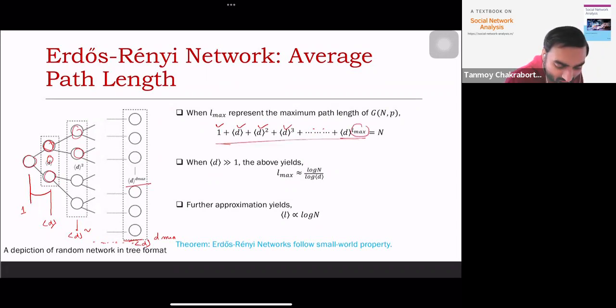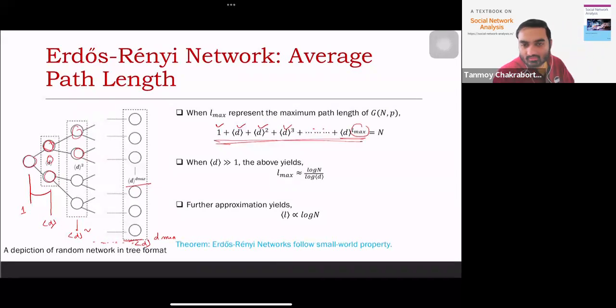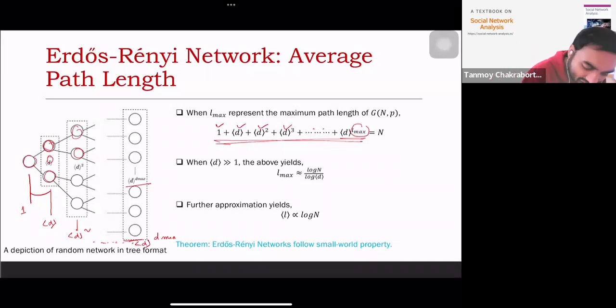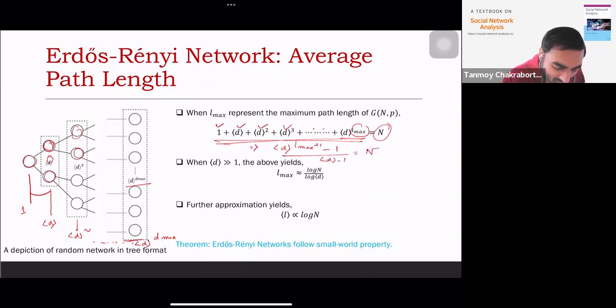Okay. So what is this? This denotes the total number of nodes present. So this is n. If this is n, then this is essentially a GP series. So we have (⟨d⟩^(L max + 1) minus 1) by (⟨d⟩ minus 1), which is n.